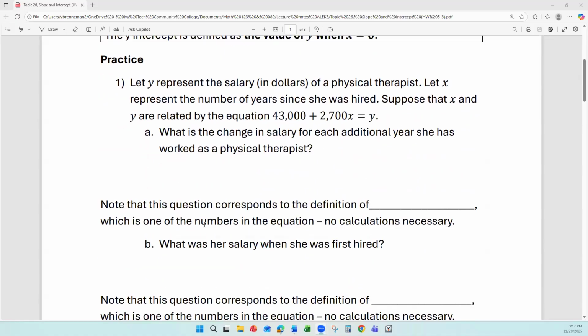So number 1, several parts here, but let y represent the salary in dollars of a physical therapist. Let x represent the number of years since she was hired. Suppose the x and y are related by the equation 43,000 plus 2,700x equals y. So what is the change in salary for each additional year she has worked as a physical therapist?